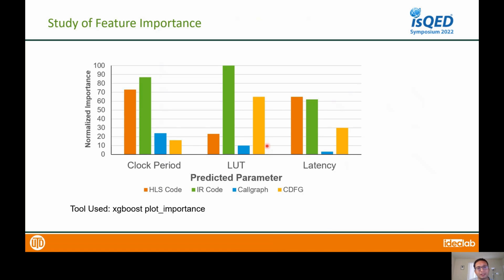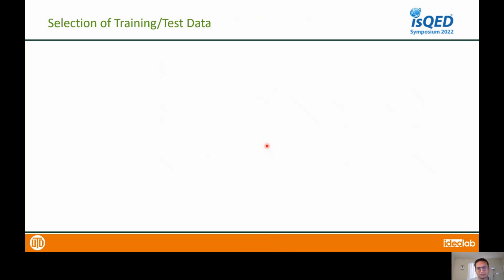We performed a critical study on feature importance using a tool called XGBoost plot importance, and it has been found that LLVM IR code holds the most importance for all the three predicted parameters for the type of data we have. This is because out of the 69 features, we have extracted 44 features from the LLVM IR code. Hence, LLVM IR code holds the most importance among all the features.